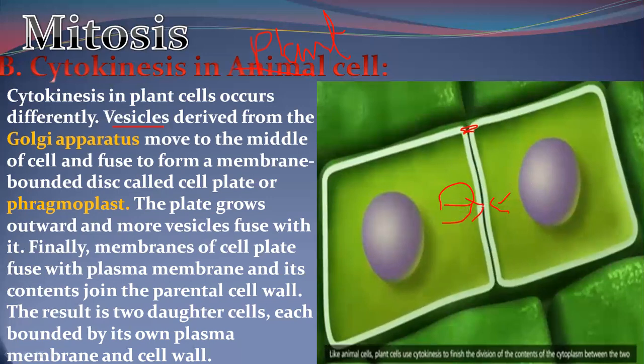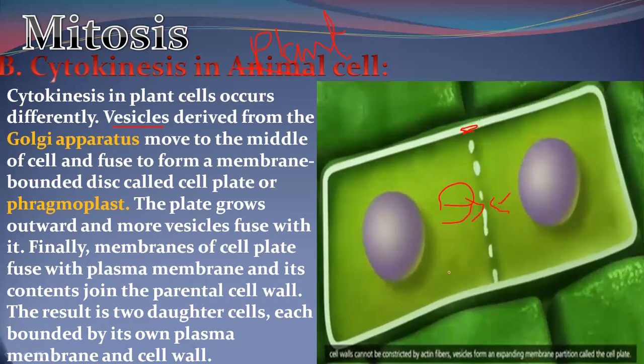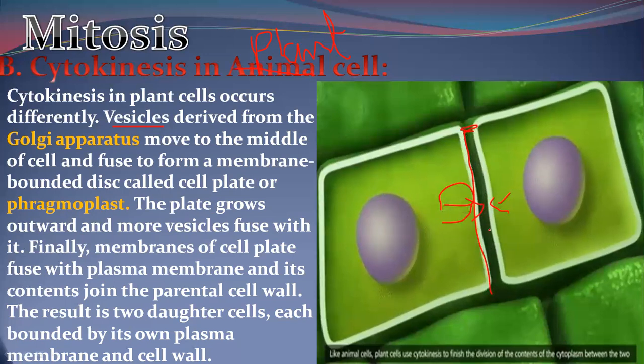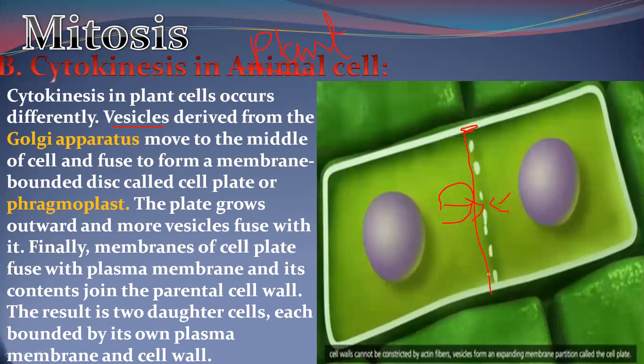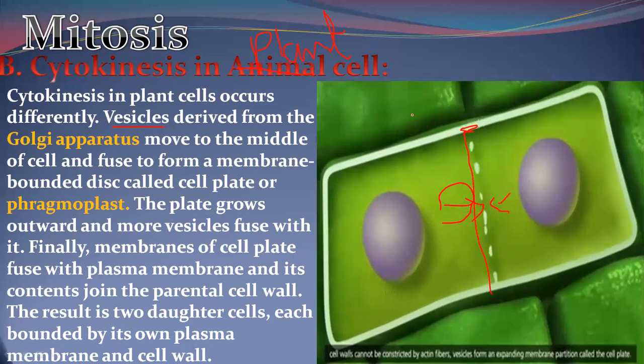The result is two daughter cells, each bounded by its own plasma membrane and cell wall, because the cytoplasm will release again its own cell membrane and then the cell wall around the cell. So the plant cell is divided into two cells by the phragmoplast.